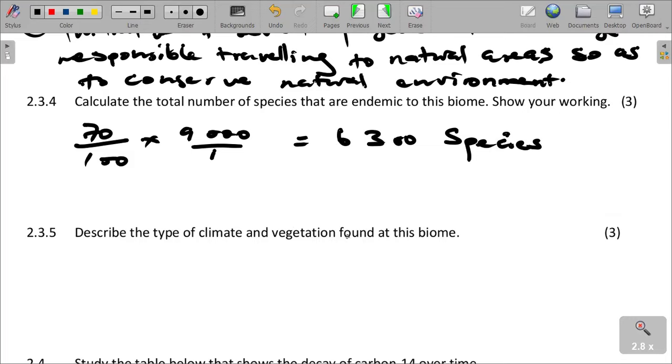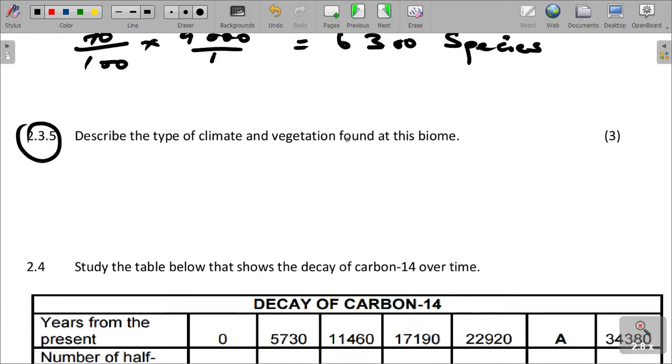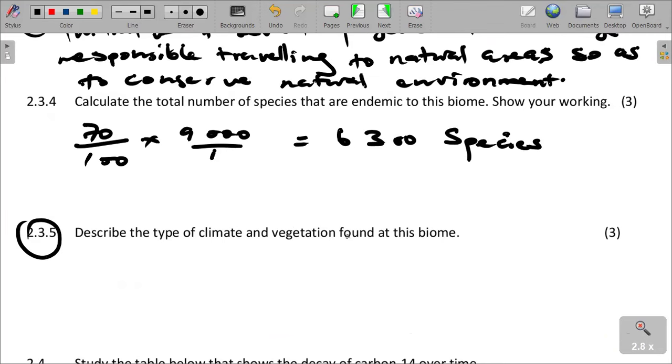And then, describe the type of climate and vegetation found in this biome. Because it is given that approximately 70% of the 9,000 is what we are going to calculate, that's what is asked of us. So in terms of 2.3.5, describe the type of climate and vegetation found in this one.